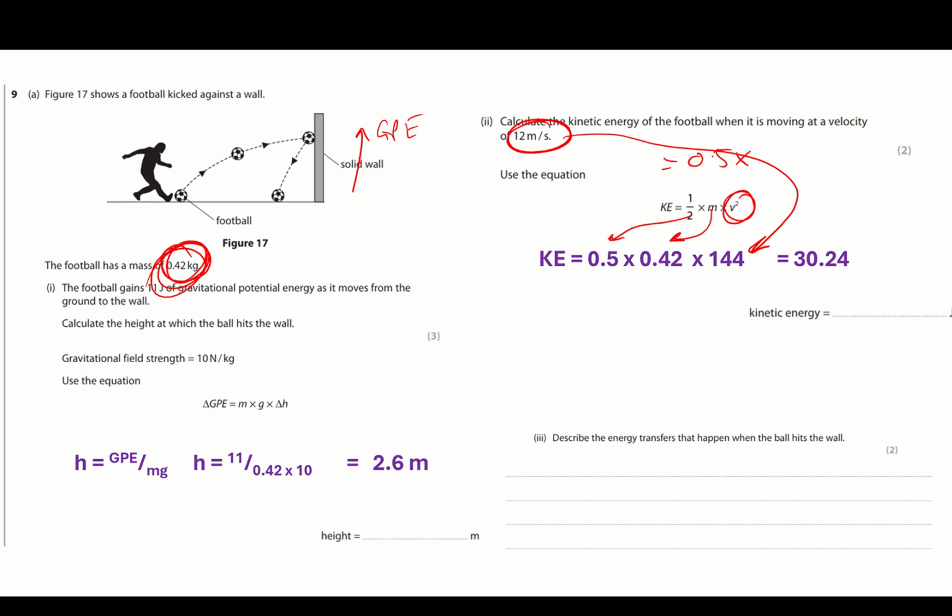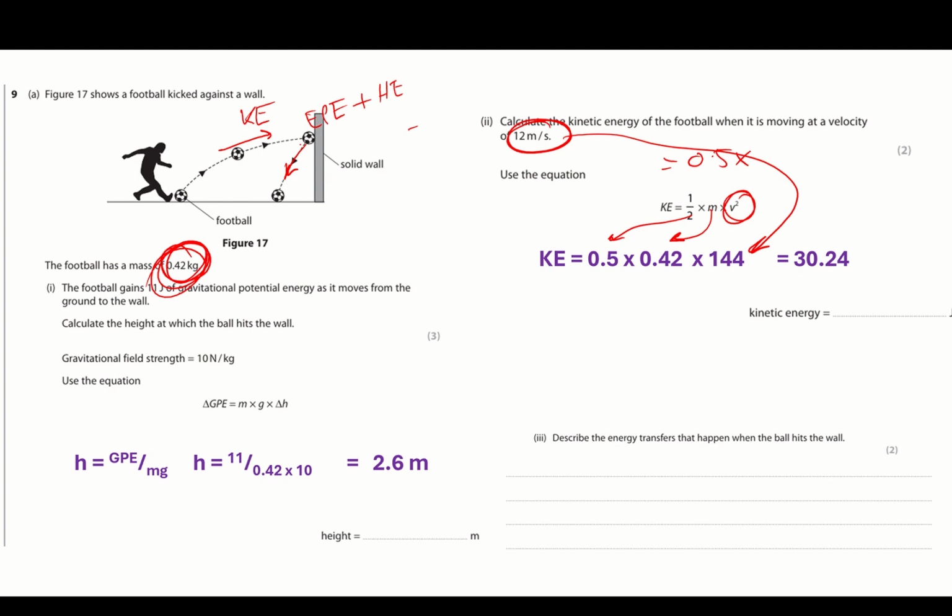30.24 joules. It says, describe the energy transfers that happen when the ball hits the wall. Well, we can see the ball's got kinetic energy. That's going to go into elastic potential energy when the ball squashes. Then as it falls, we're also going to get some heat energy. Let me just get rid of that GPE.